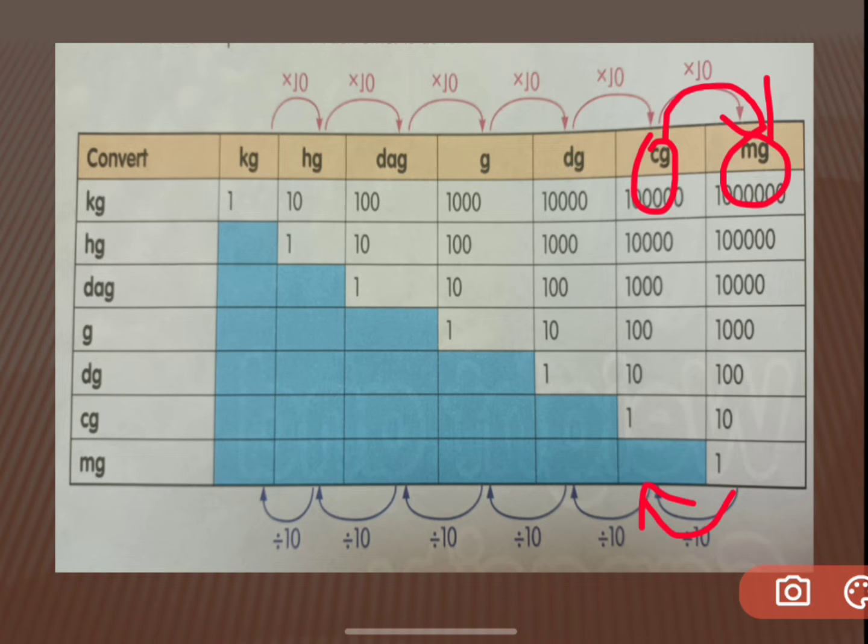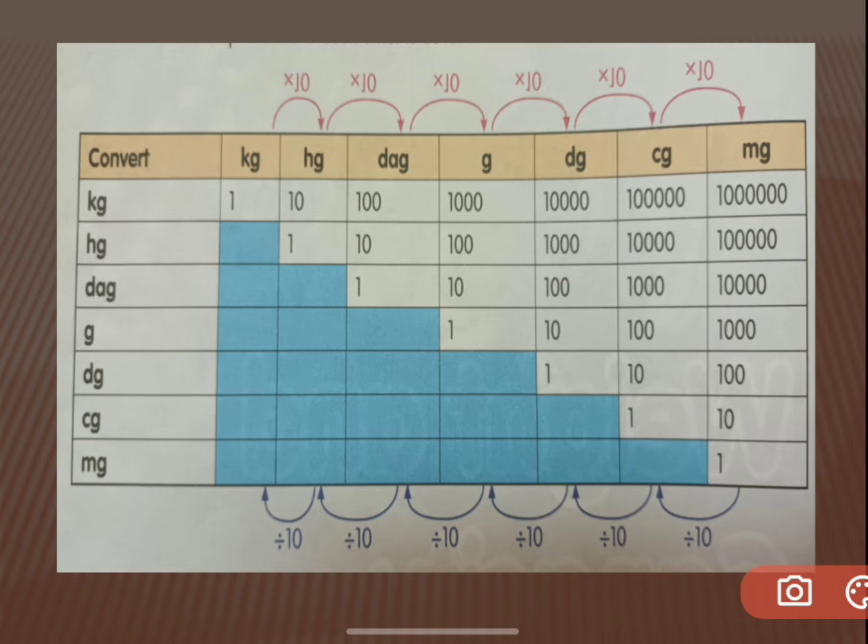Okay, children. So if milligram is given and you need to convert into centigram, then you need to divide by 10. For example, if 3 milligrams are converted into centigrams, you need to divide by 10. For example, 300 centigrams, if you have to convert into milligrams, then you need to multiply by 10. Okay, children, you understood?